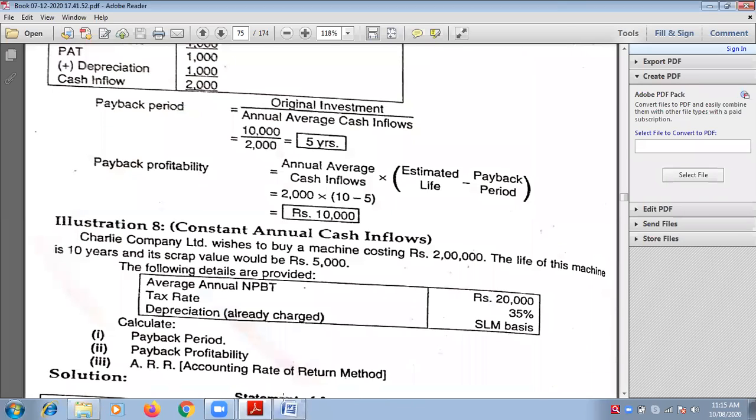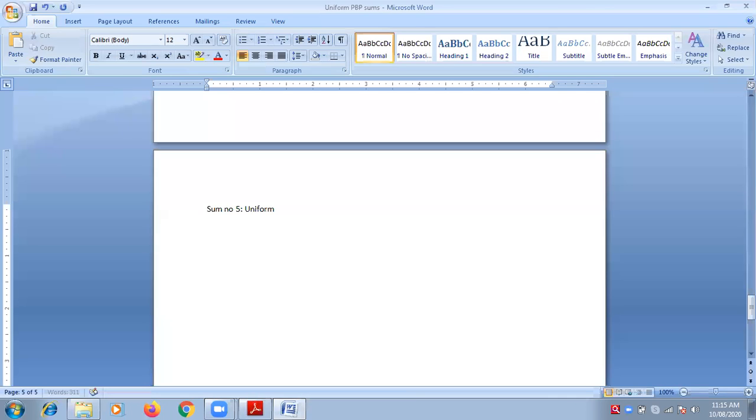Okay, so how we will do this sum? Step, this is first, this is uniform PVP. Okay, now the cost of machine, always remember you have to write cost of machine in the beginning of the sum. So what is cost of machine? 2 lakhs rupees. Now step number one, what was the first step? Calculation of CI. How to calculate CI?